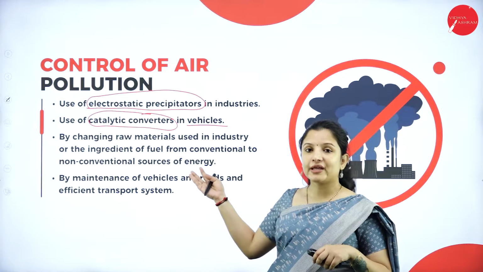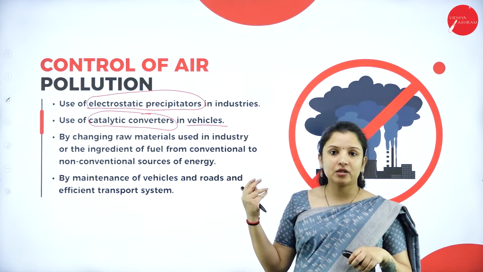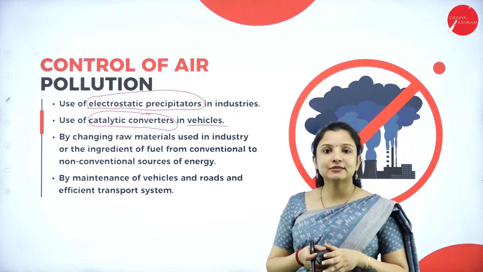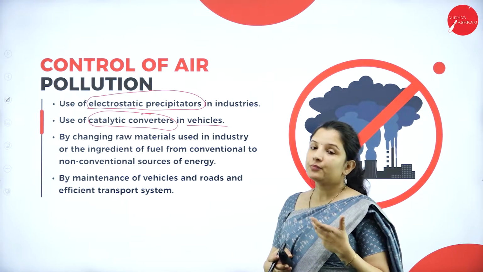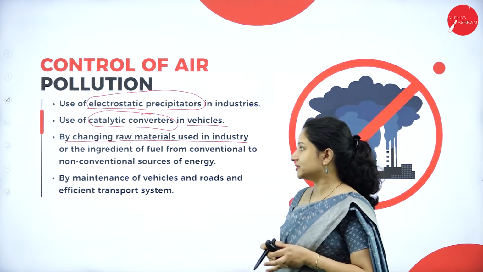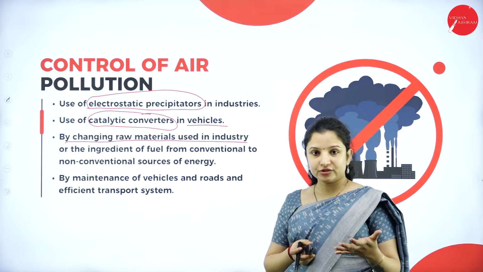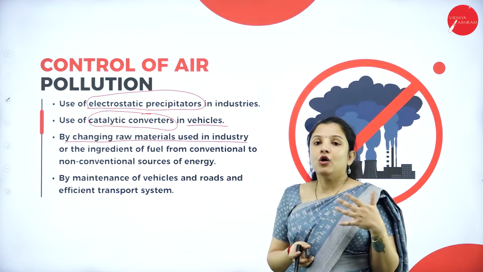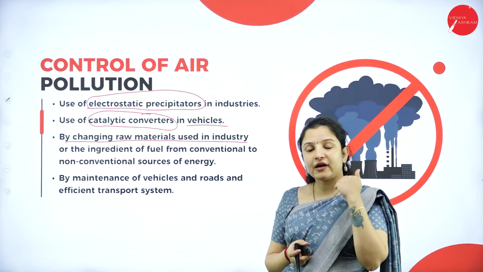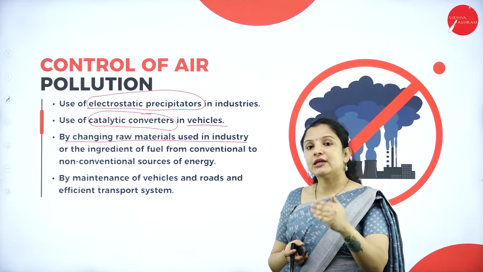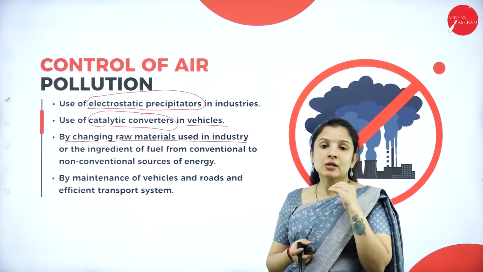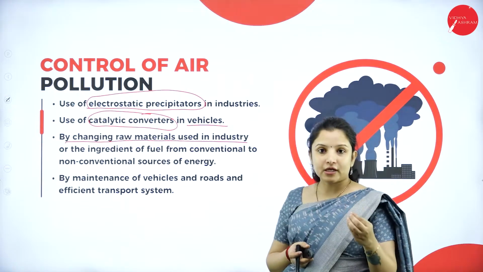Otherwise, if unleaded petrol vehicles are manufactured, then the use of the catalytic converter is not a problem. Otherwise, catalytic converters are one of the best options for vehicles so that we can prevent air pollution. Next is changing the raw materials used in industries. There might be some raw materials used in industry which, during the refining or manufacturing process, can release a lot of toxic substances. So why not find an alternative material that releases much less toxic material to the environment, therefore preventing or controlling air pollution.